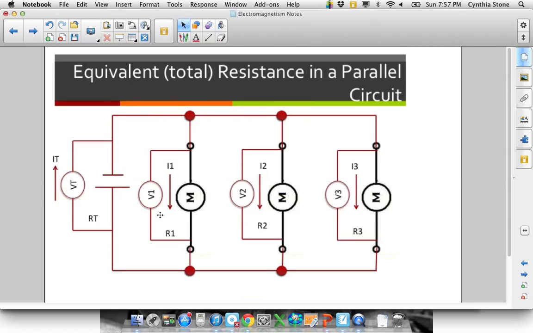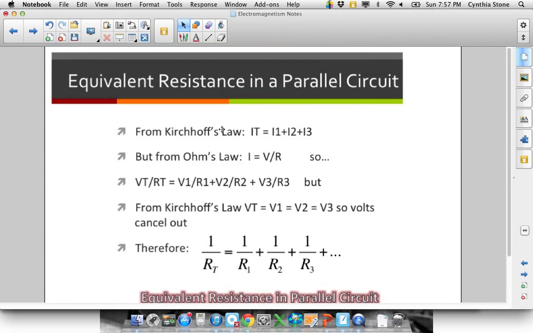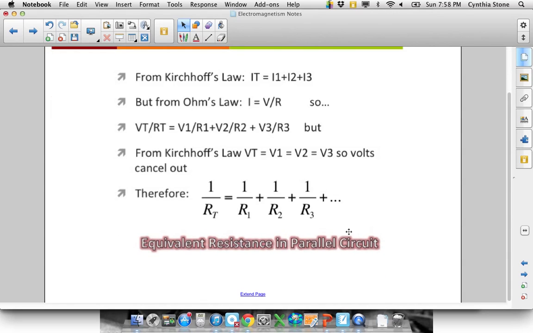In a parallel circuit, same thing, 3 loads, but this time in parallel, and I want to find an expression for RT. It's not just the sum. It's more complicated. We know the current, IT, is the sum of the 3. And from Ohm's law, I know that current equals volts divided by resistance. So if I took all the I's out of this and replaced them with V's and R's, I have this expression. But because the V's are constant, they cancel, and then this becomes the equation, which is significantly different, and you'll see that in our example in a sec.